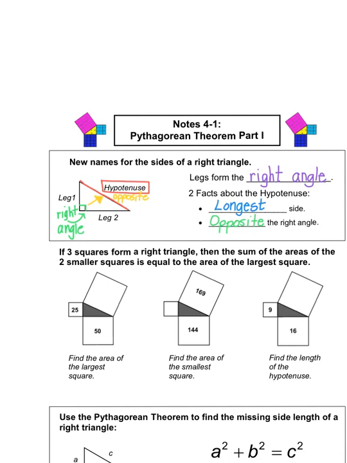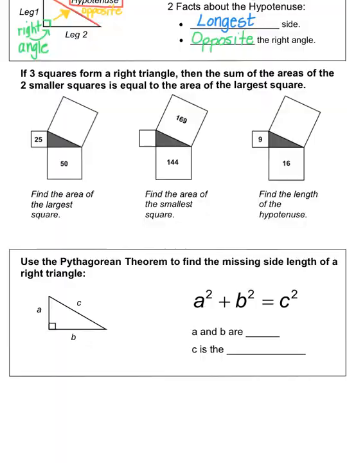One of the things that makes this so challenging for 8th graders is that they don't identify their hypotenuse. Know where your hypotenuse is at all times. Let's look at another consequence of the Pythagorean theorem. If three squares form a right triangle, that's what we're looking for, right triangles.